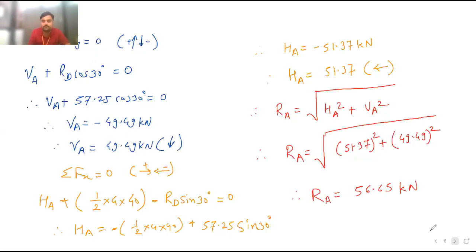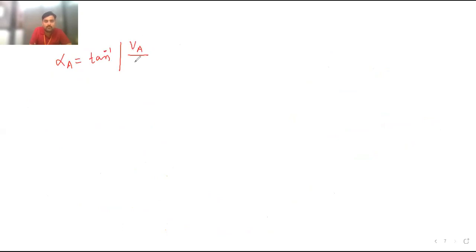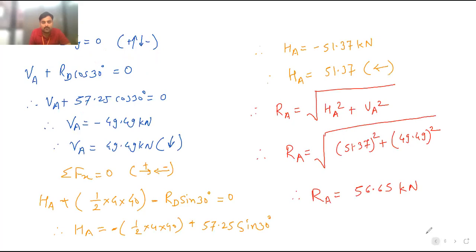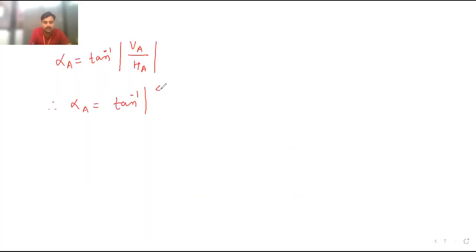Now calculate alpha A. Alpha A is equal to tan inverse in mod, VA upon HA. So alpha A is equal to tan inverse of the value of VA, 49.49, HA 51.37. 49.49 divided by 51.37. Therefore, alpha A is equal to, what is the answer? 43.93.